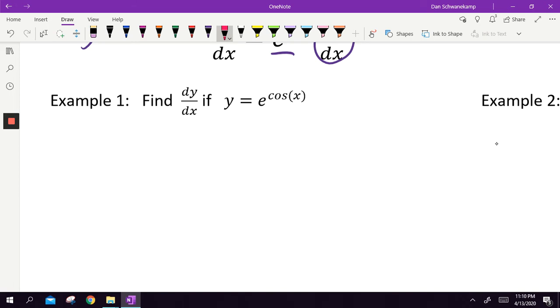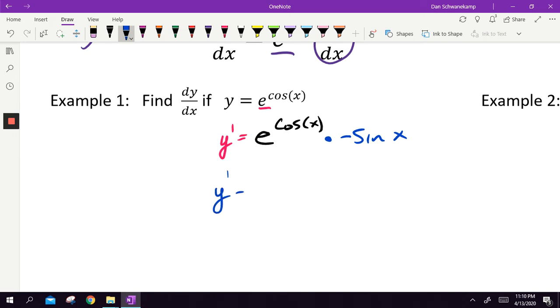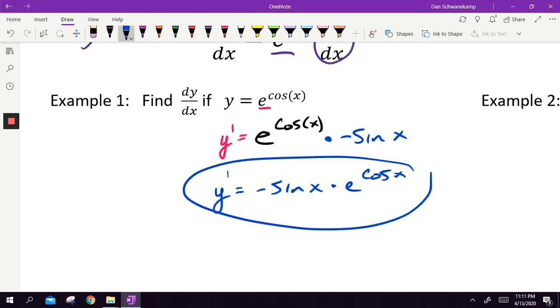Derivative of y equals e to the cosine x. So the derivative of y, y prime. The derivative of e is what you see, so we're going to rewrite it exactly the same, times the derivative of the exponent. The derivative of cosine x, hopefully you recognize, is negative sine x. So y prime is going to be, I'm just going to rewrite this. Boom. There's my answer. Done.